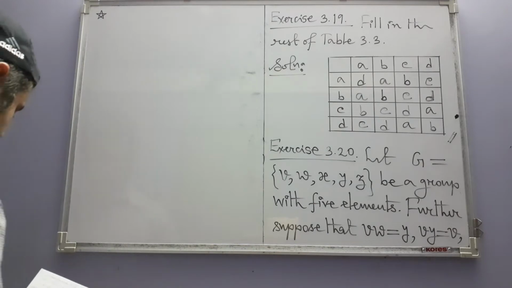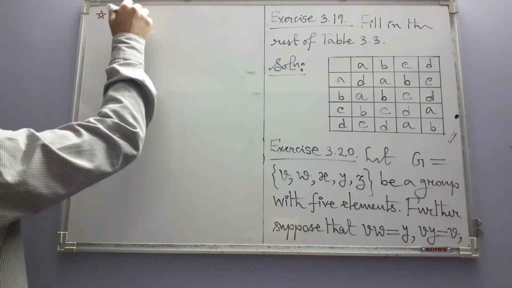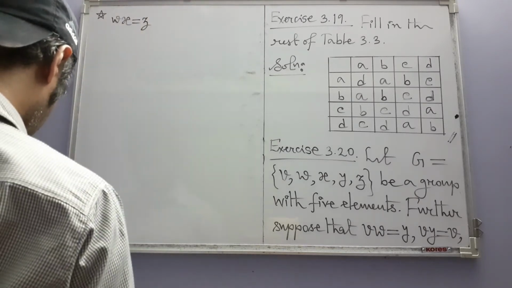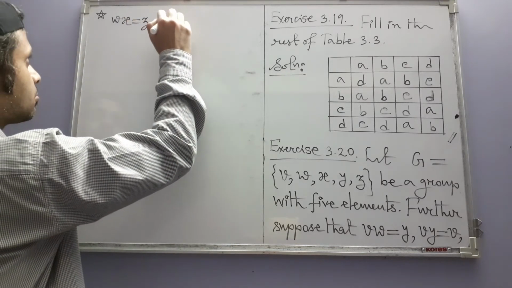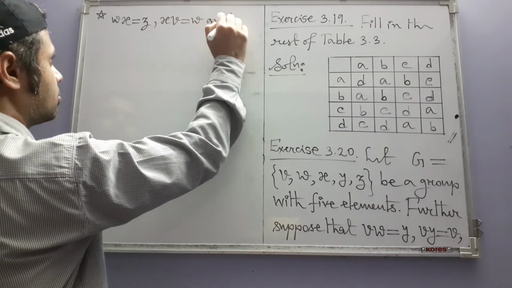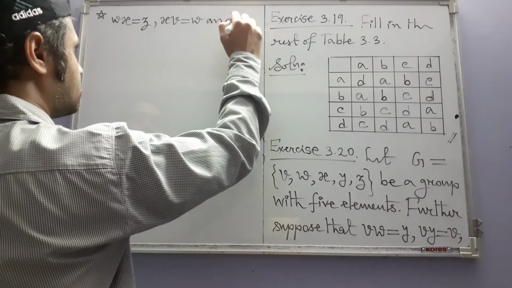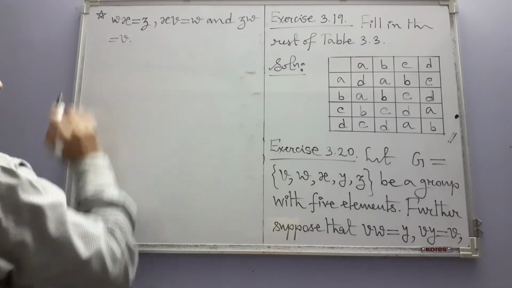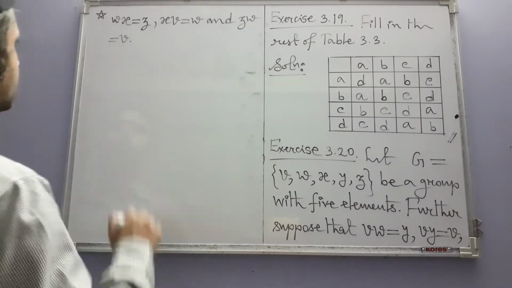Next, WX is Z, XV is W, and ZW is V. Filled in the group table for G.